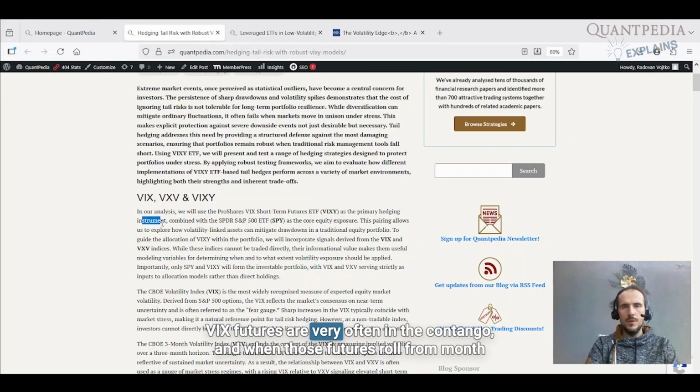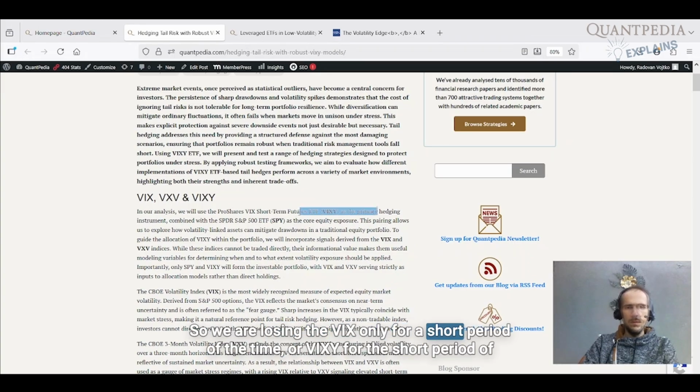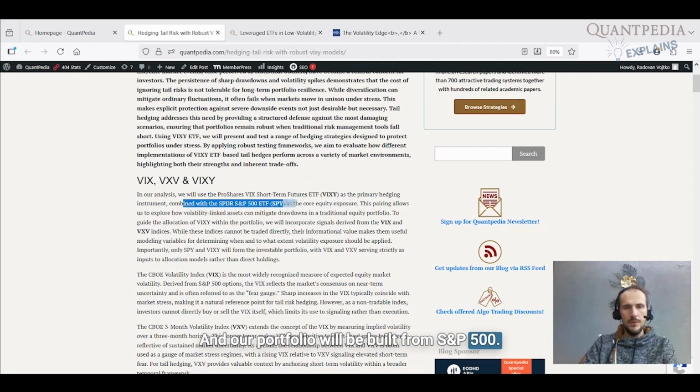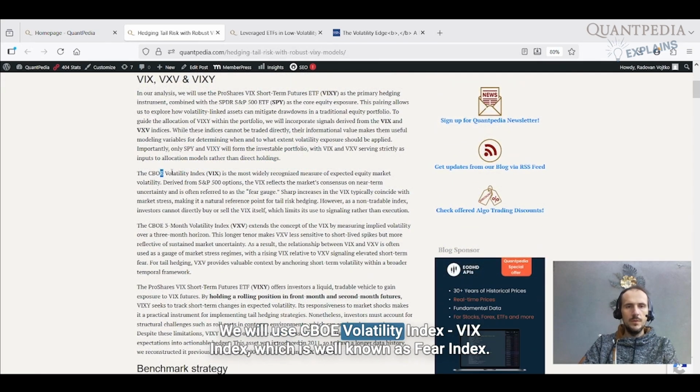VIX futures are very often in contango, and when those futures roll from month to month, you are losing money. So we are using the VIX, or VIXY, only for a short period of time when we want to hedge our portfolio. And our portfolio will be built from the S&P 500. So this is our core equity exposure, and we will try to find a way to hedge this core equity exposure. We will use the CBOE Volatility Index, the VIX index, which is very well known as a fear index.